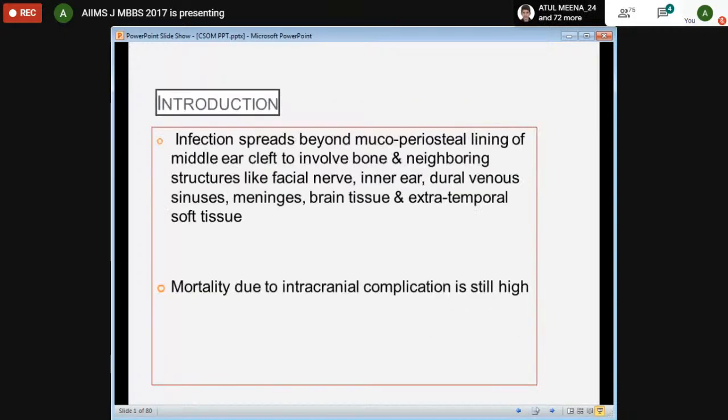So first of all, how does this infection spread to other parts, leading to complications? Infection in the middle ear spreads beyond the mucoperiosteal lining of the middle ear cleft. The middle ear cleft is a bony structure with a mucosa and a periosteal layer inside. The infection goes beyond that and involves neighboring structures: the labyrinth of the inner ear, dural venous sinuses, meninges, brain tissue, and other tissues. And if there is an intracranial complication, the mortality is very high.